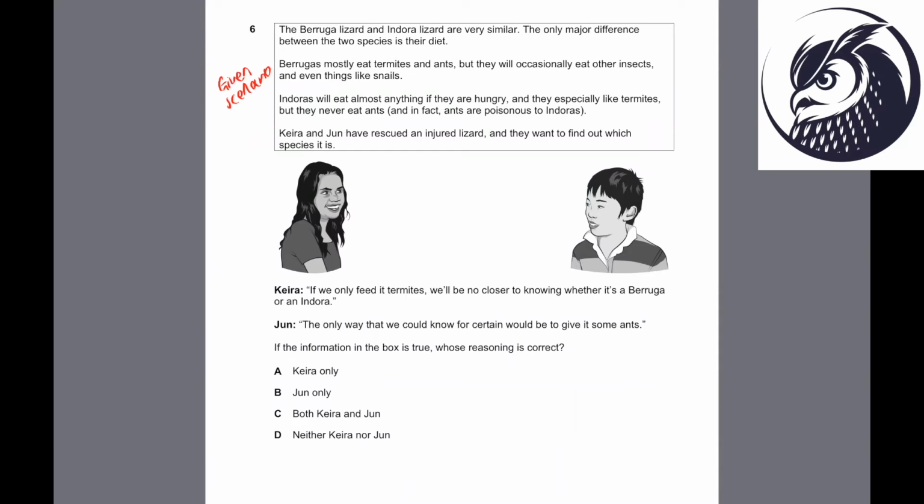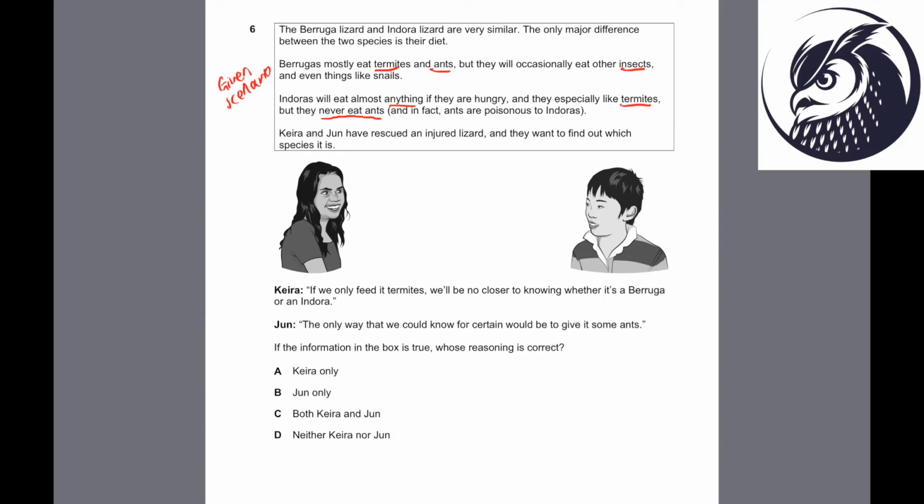Okay, so let's have a read. The beruga lizard and Indora lizard are very similar. The only major difference between the 2 species is their diet. Berugas mostly eat termites and ants, but they will occasionally eat other insects, and even things like snails. So we know that berugas eat termites, ants, and other insects as well. Indoras will eat almost anything if they are hungry, and they especially like termites as well, but they never eat ants. In fact, ants are poisonous to Indoras. Kiera and June have rescued an injured lizard, and they want to find out which species it is.